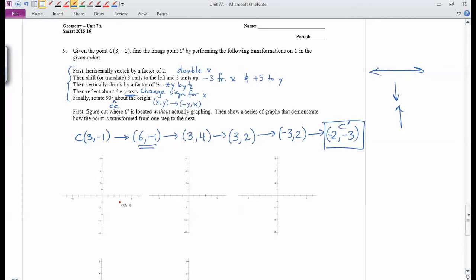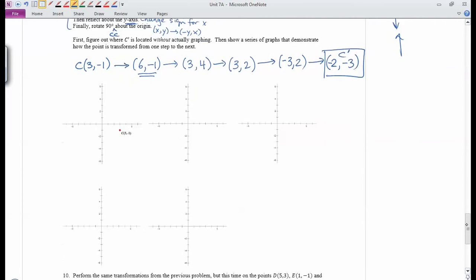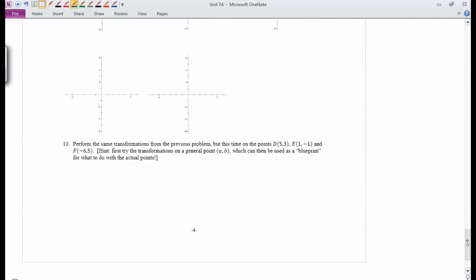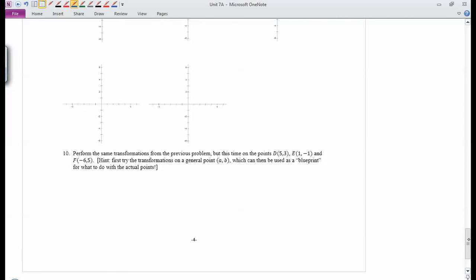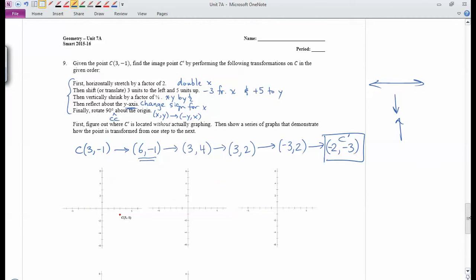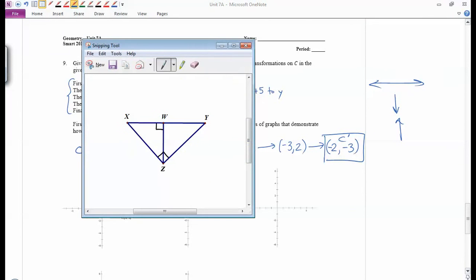Okay. And then the one other thing we did in class, we didn't bother with the graphs. The graphs were there to show you what happens at each step, but I'm not worried about that. So the last thing was to perform the same transformations, but now do it on 3 other points. And really all I wanted to do was preview how to do it with some point that has no specific numbers in it.